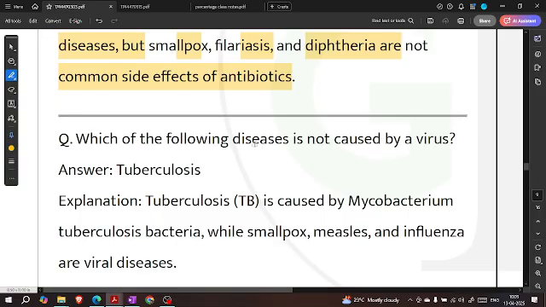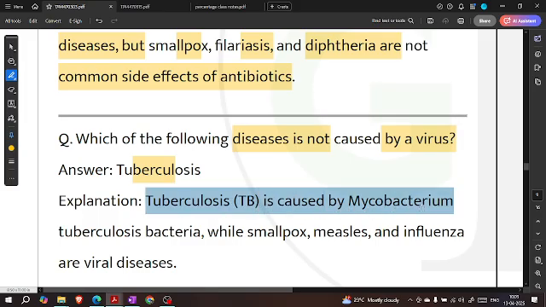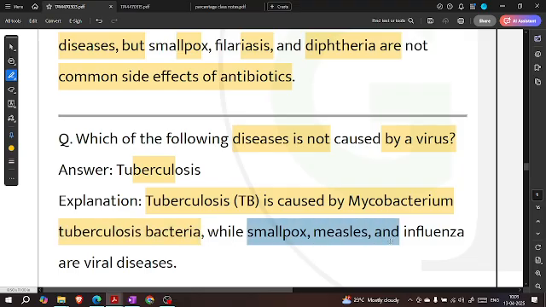Which of the following diseases is not caused by the virus? Tuberculosis. Tuberculosis is caused by the Mycobacterium tuberculosis bacteria, while smallpox, measles, influenza are viral diseases.